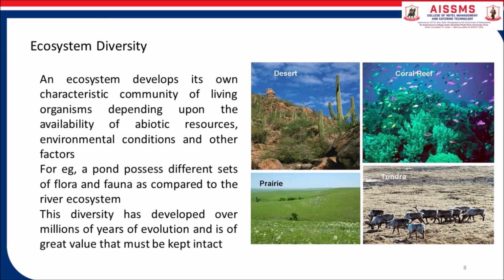Now let's go on to the third level of biodiversity, that is ecosystem diversity. An ecosystem develops its own characteristic community of living organisms depending upon the availability of abiotic resources, environmental conditions, and other factors. For example, a pond possesses different sets of flora and fauna as compared to river ecosystems. This diversity has developed over millions of years of evolution and is of great value that must be kept intact.